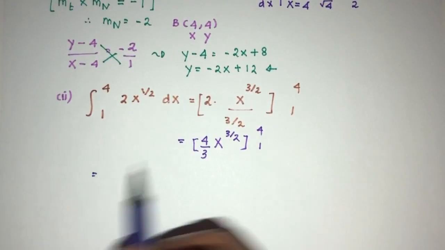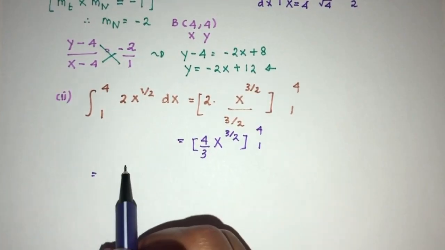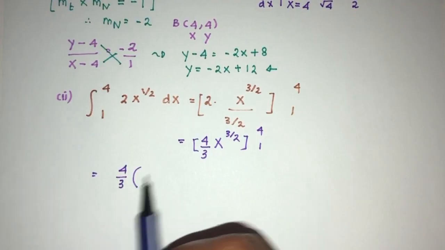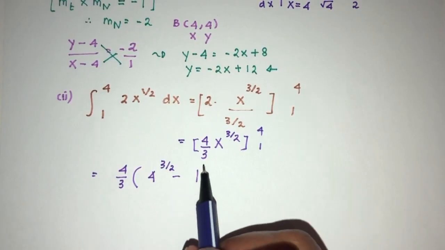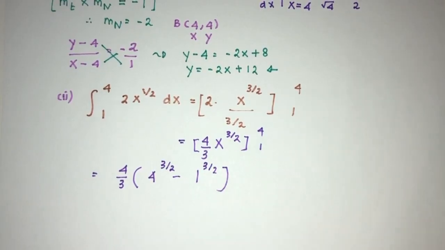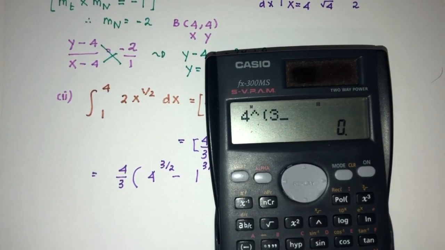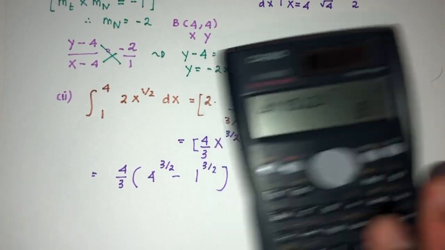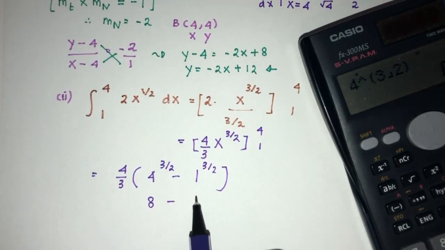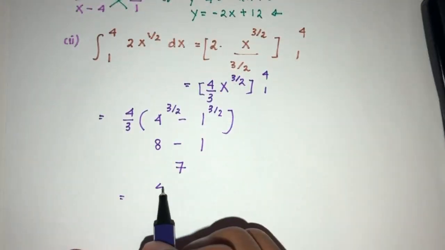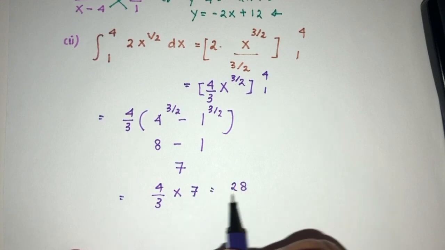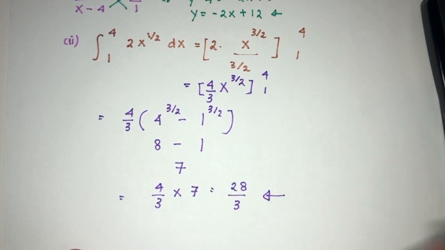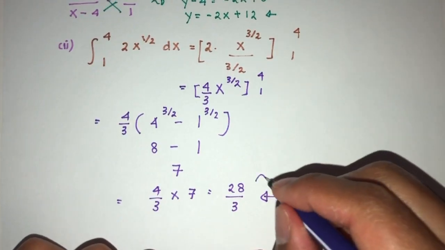Now simplify. We can take out the value of 4 over 3 as well. And then on the inside we have, first we have 4 power 3 over 2, minus 1 power 3 over 2. So 4 power 3 over 2, that will be what? That will be 8. So this is 8, minus this will be 1, that will be 7. So your answer will be 4 over 3 times 7, that will be 28 over 3. Okay, so this will be the area that we need to find.